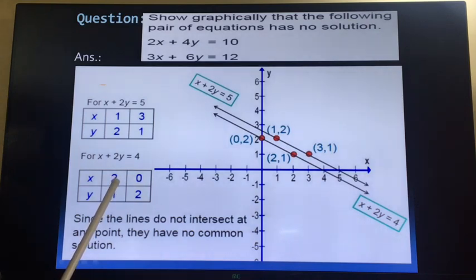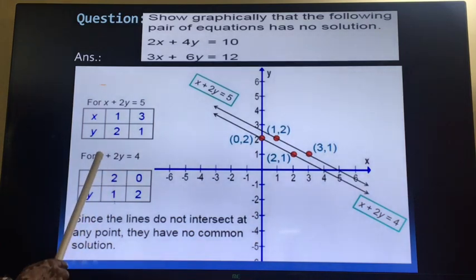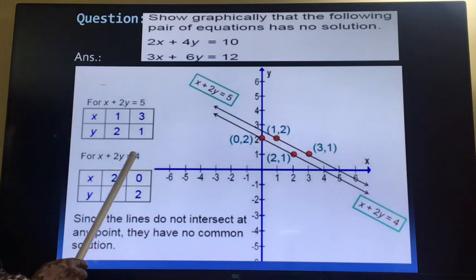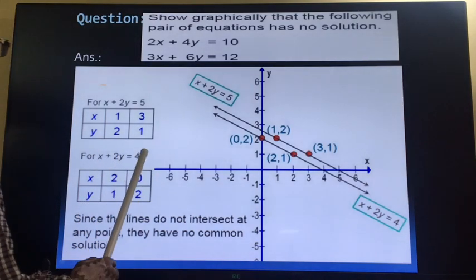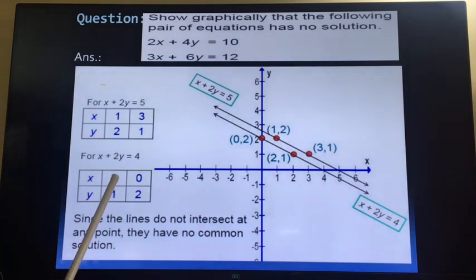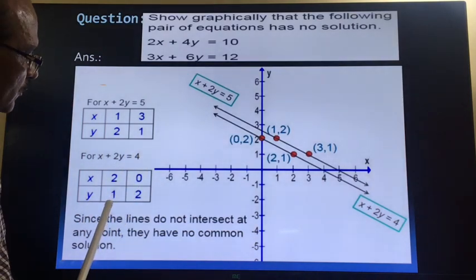So put x is equal to 2, we will get y is equal to 1. x is equal to 2, plus 2y is equal to 4. So 2y is equal to 4 minus 2, so 2. So y is equal to 2 by 2, that is 1. So y is equal to 1.